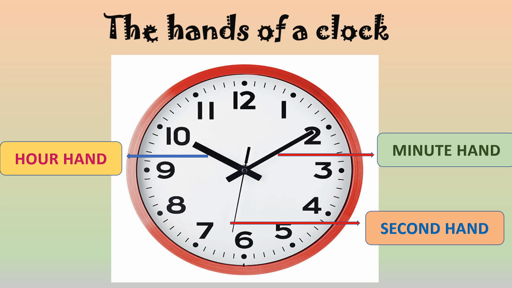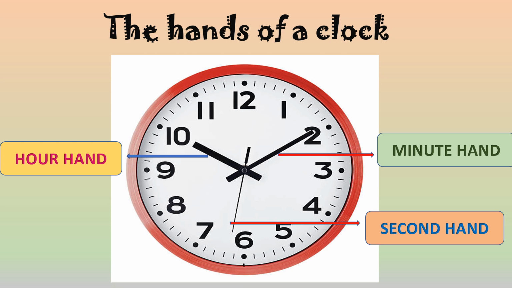The short hand or the hour hand tells us what hour it is. It takes 1 hour to move from one number to the next number. Thus, it takes 12 hours to go around the clock once. 1 hour is equal to 60 minutes. In a day, the hour hand goes around the clock twice. A day has 24 hours.